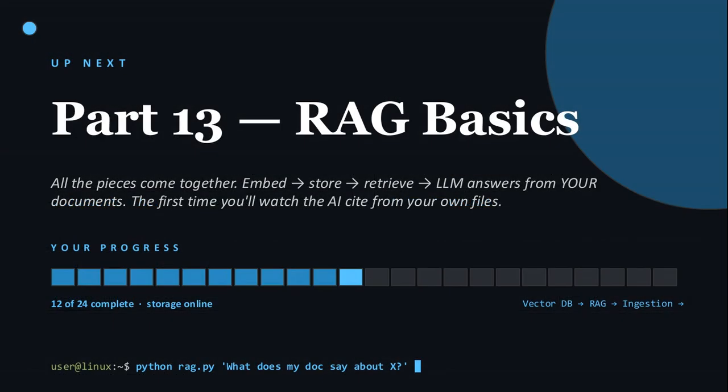And that's storage online. 12 down, 12 to go. Next up, part 13 is where it all clicks. We wire the embedder, the vector database, and a local LLM into a real retrieval-augmented generation pipeline. You'll run a query against your own documents and watch the model answer with citations pulled straight from your files.